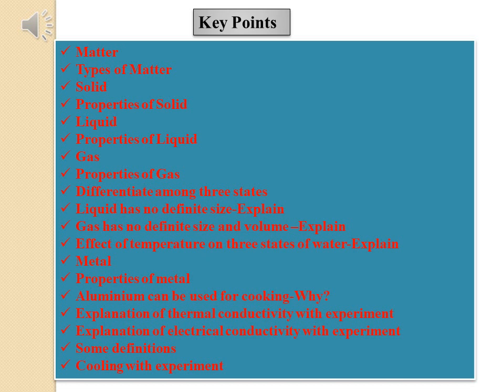aluminum can be used for cooking, its explanation, explanation of thermal conductivity with experiment, explanation of electrical conductivity with experiment, and some definitions. You must know these definitions. And finally, at the end of the class, I will discuss cooling with experiment. So these are the key points you must know if you want to know this chapter in elaborate detail, and all of the topics are very important for your next exam.